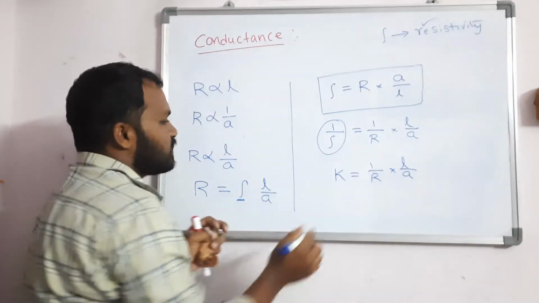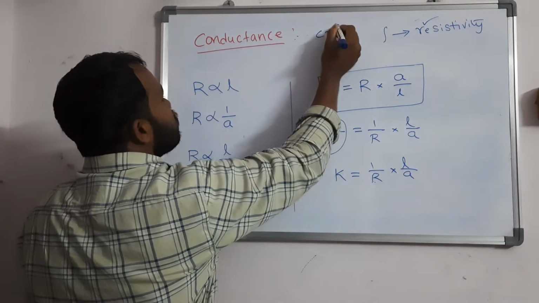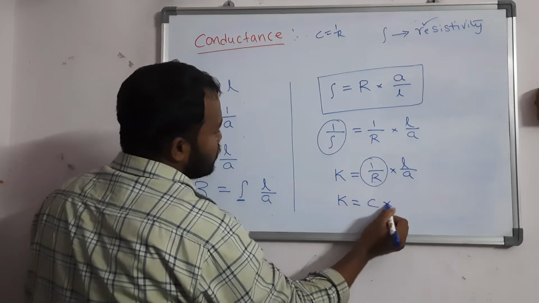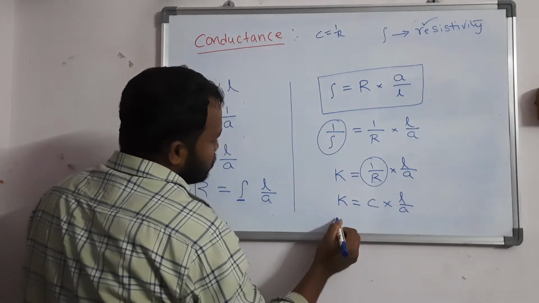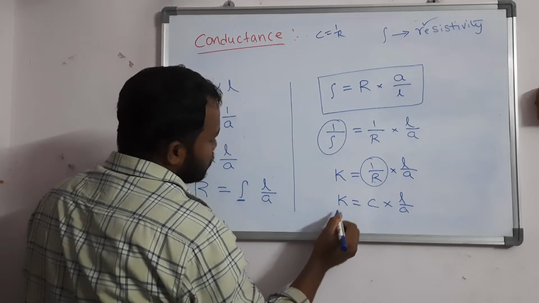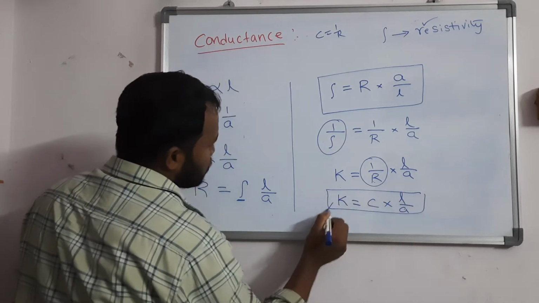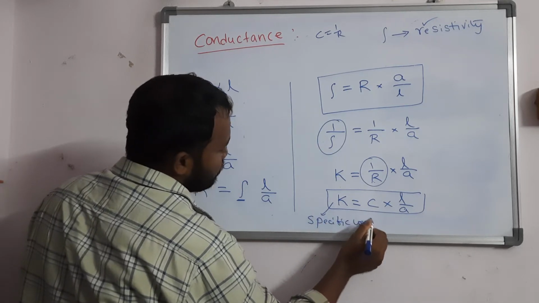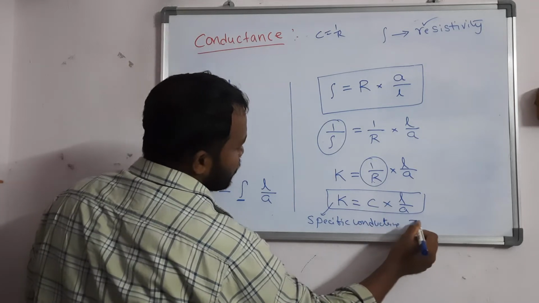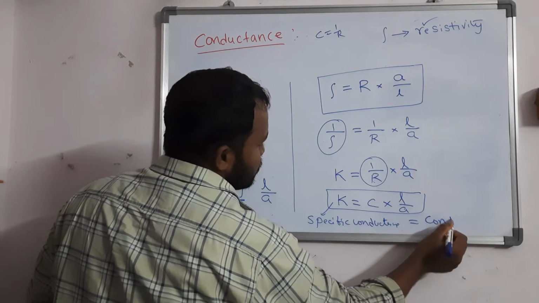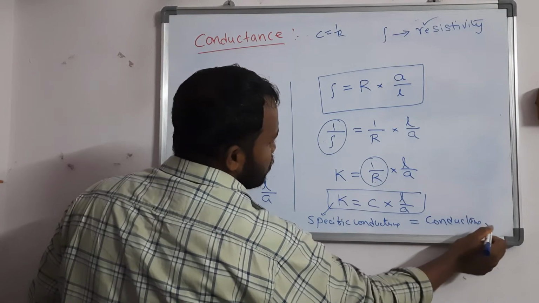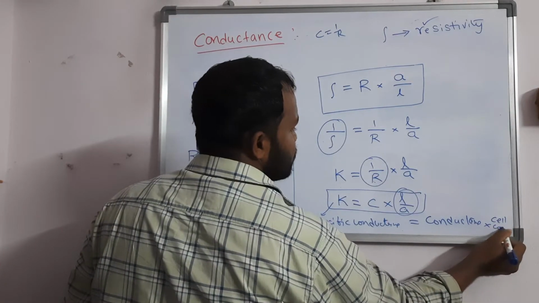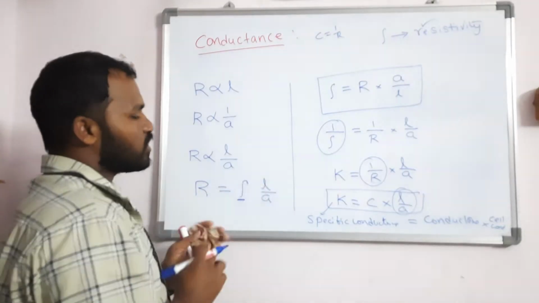Already, C is equal to 1 by R, we know that. Hence K is equal to 1 by R into L by A, which is C into L by A. So K, the specific conductance, is a very important relation: specific conductance is equal to C, the conductance, into L by A. L by A is called the cell constant.